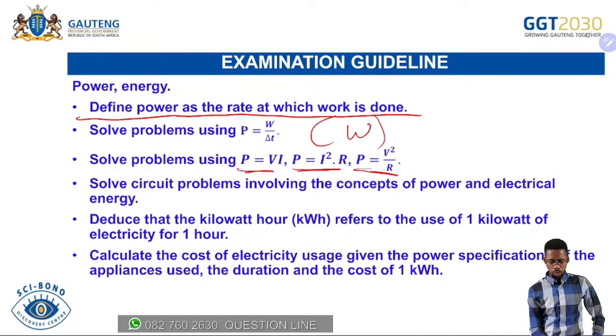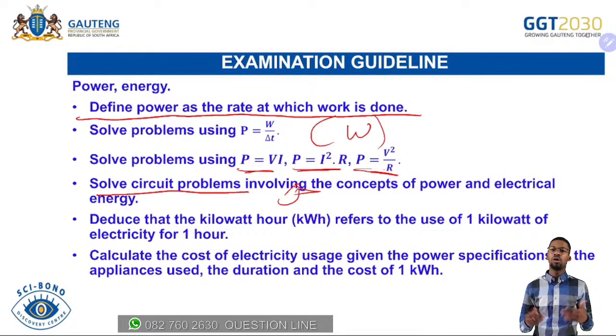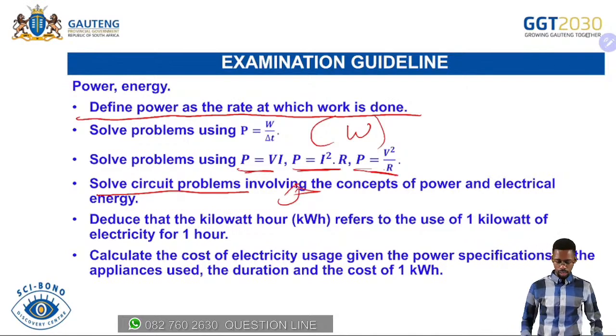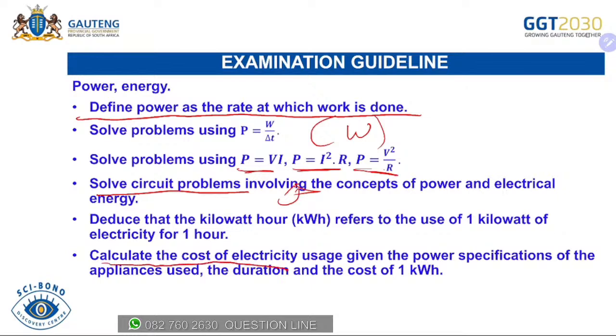And then it says that you'll be required to solve problems using these equations. So the exam guideline is telling you that you will solve problems using power, and then deduce that the kilowatt per hour refers to the use of kilowatt of electricity for 1 hour. And with that information, you should be in a position to calculate the cost of electricity.